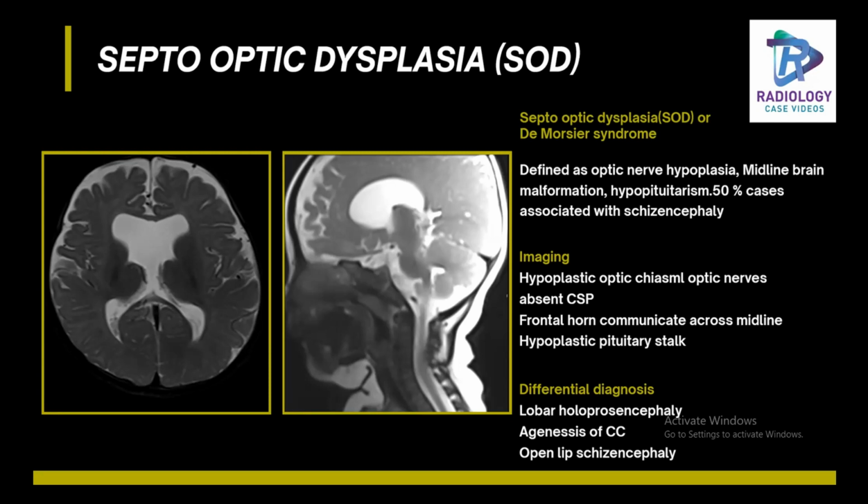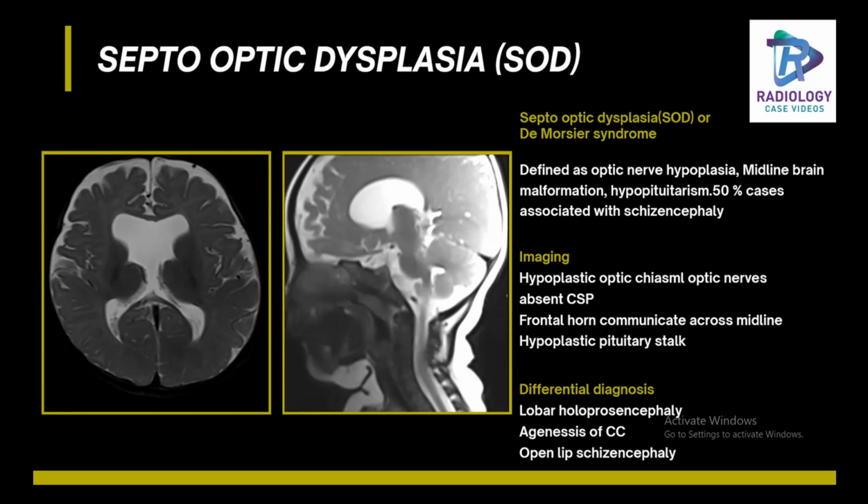So the DDs for septo-optic dysplasia is agenesis of corpus callosum. So we try to look out for the racing car sign. Another DD is open lip schizencephaly. Another DD is lobar holoprosencephaly, which may not be very easy to differentiate.